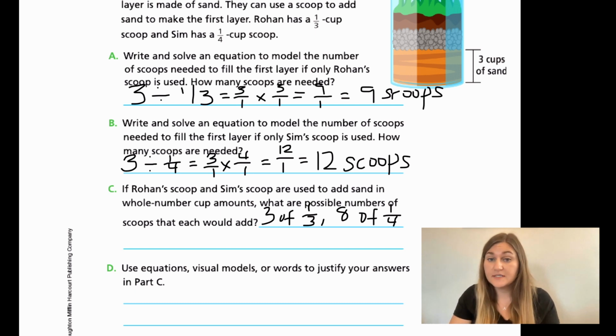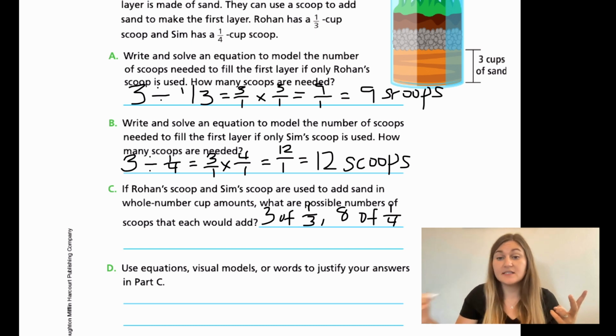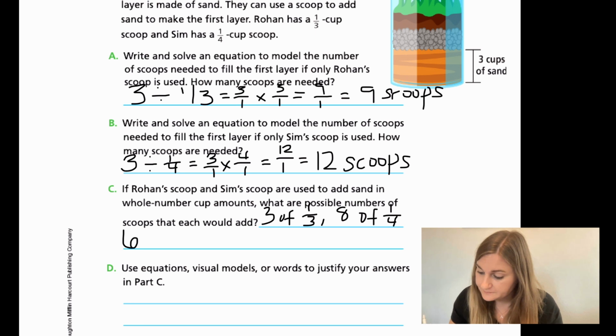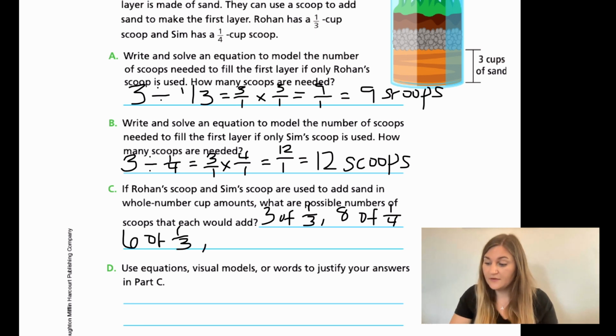What happens if Rowan does 2 of the cups, which would leave Sim with 1 of the cups? That's another option. So if we're going back to Rowan with the 1/3 cup, how many scoops would he need? He would need 3 on one cup and 3 on the other cup, which would mean 6. So we could have 6 of the 1/3, and that would leave Sim with only 1 cup to cover.